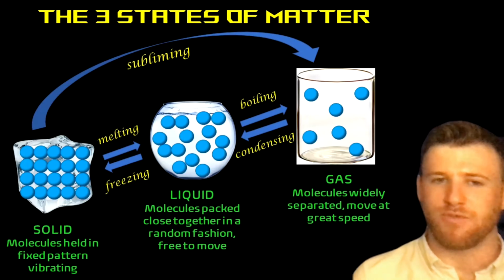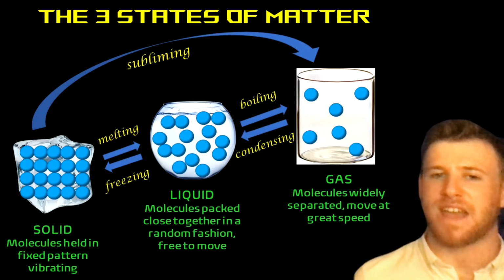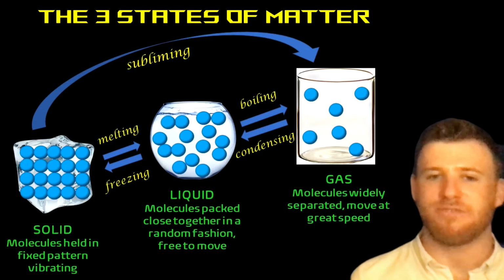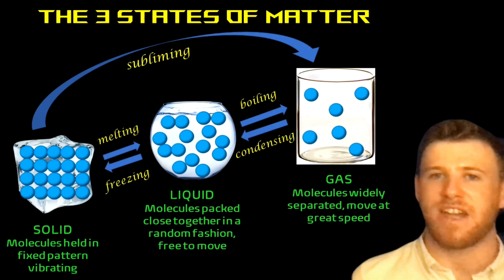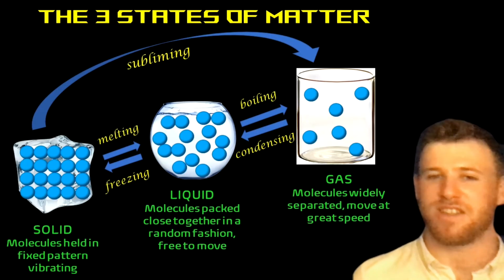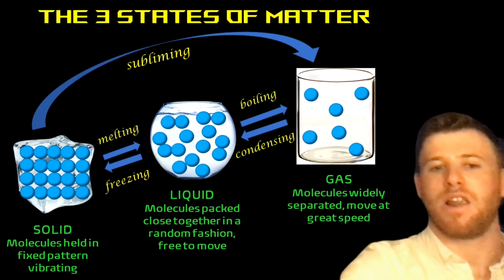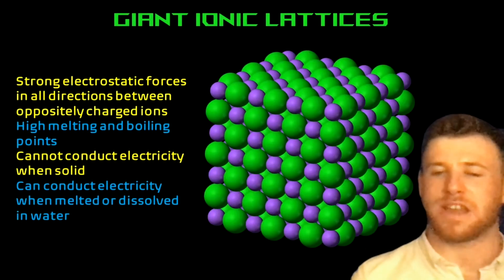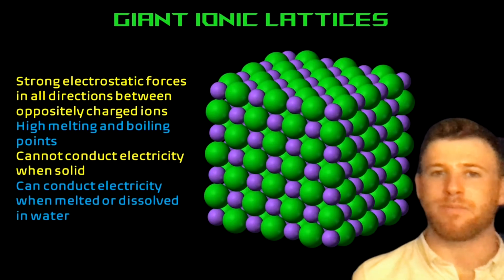Now, it is possible to go straight from a solid to a gas and skip the liquid stage. This is called sublimation or subliming, and it requires really, really high temperatures and really high amounts of energy to give the particles enough kinetic energy to be able to break free and then spread apart, going straight from a solid to a gas.